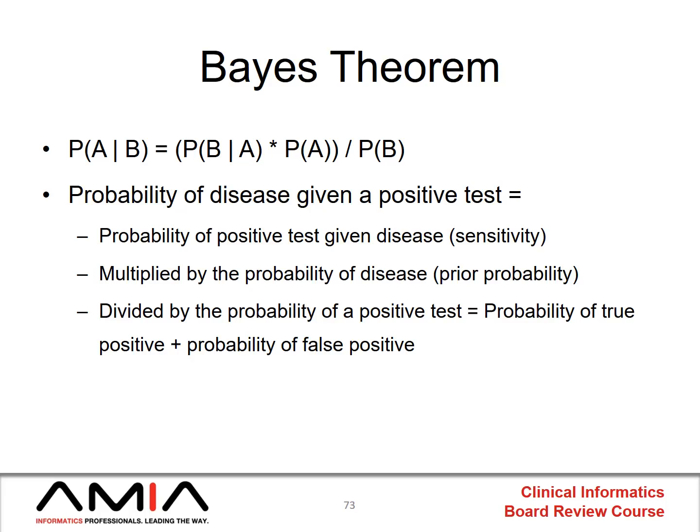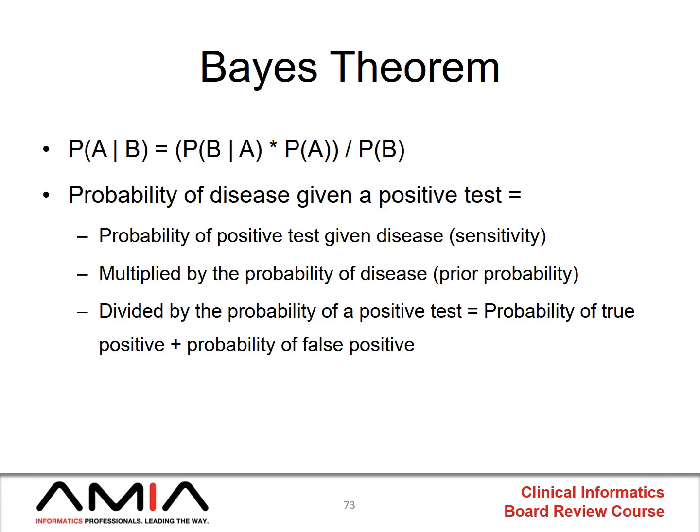So, let's talk about Bayes' theorem, and this is covered elsewhere in the curriculum as well. But Bayes' theorem is basically the notion that you can calculate the posterior probability of disease if you know a few other things. So in this example, let's say A is the probability of disease and B is the positive test. So what Bayes' theorem would say is the probability of A given B is equal to the probability of B given A times the probability of A, and all that divided by the probability of B.